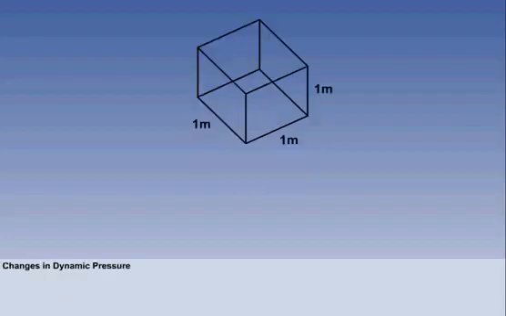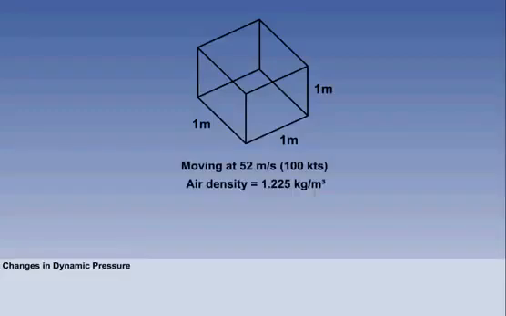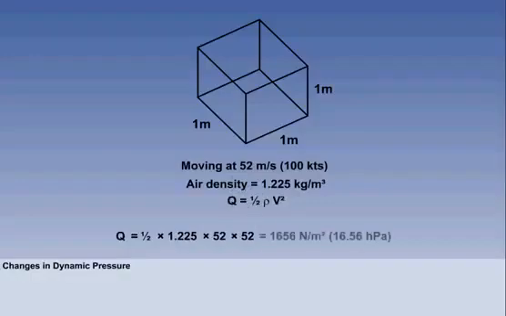Let us consider an airflow of 100 knots, which is 52 meters per second, at ISA density of 1.225 kilos per cubic meter. Dynamic pressure is half rho v squared. That is 0.5 times 1.225 times 52 times 52, which equals 1,656 newtons per square meter, or 16.56 hectopascals.